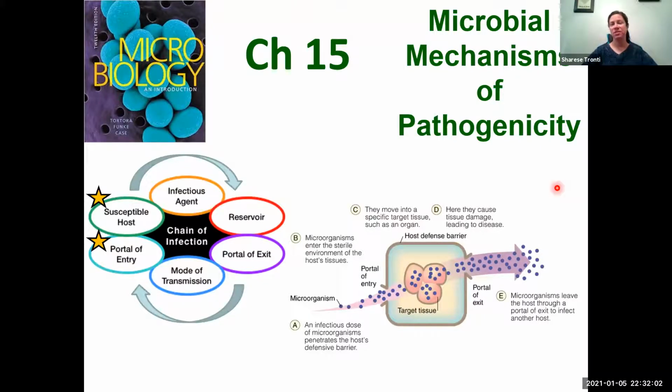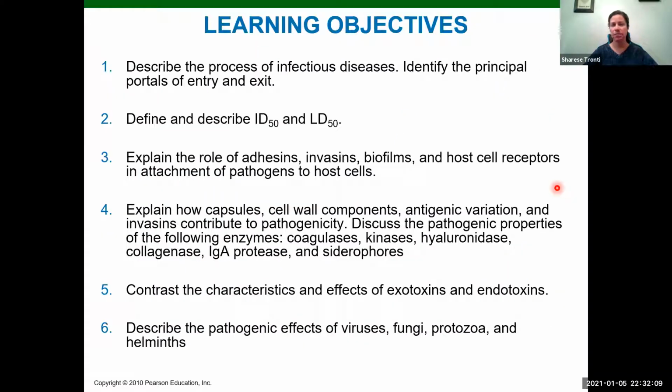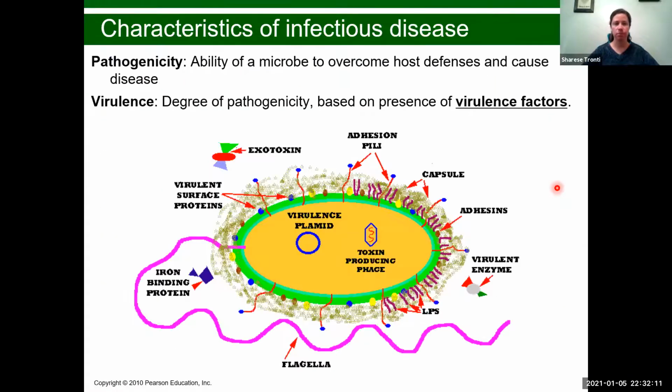Welcome to Chapter 15 on the microbial mechanisms of pathogenicity. So what does that mean, pathogenicity? Well, this is the ability of a microbe to overcome the host defenses and cause disease. The way I remember is this word is pathogenicity. It's the ability of the microbe to be a pathogen.